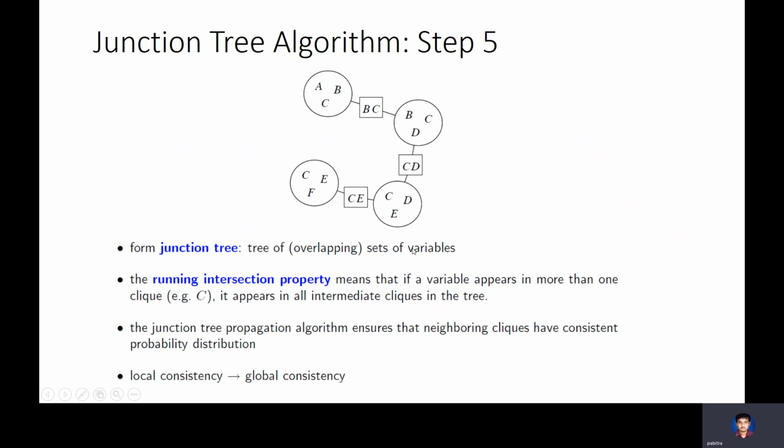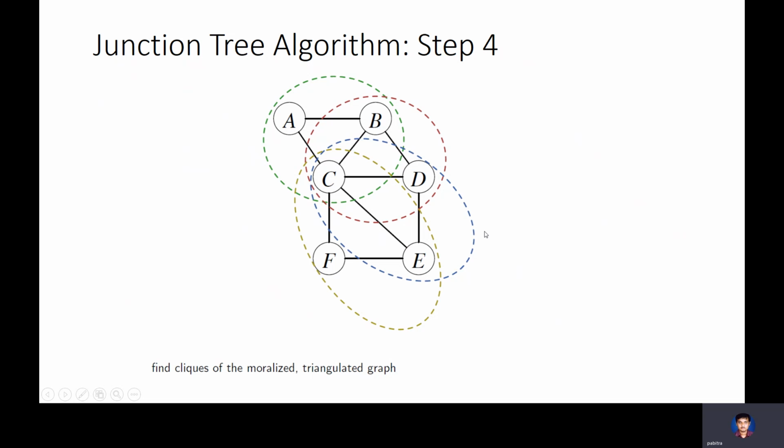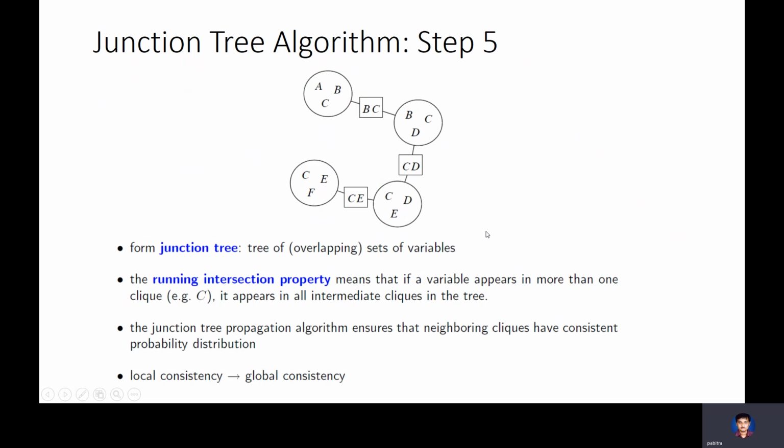Okay, so if a variable appears in more than one clique, note that every supernode here corresponds to a clique in this triangulated and moralized graph. So if there are 2 cliques which share some nodes, all the intermediate cliques in the path from one clique to the other clique should contain those overlapping variables, right? So this is required. Of course, I'm not explaining it.